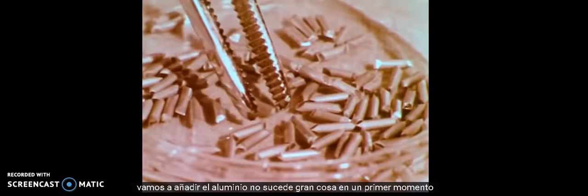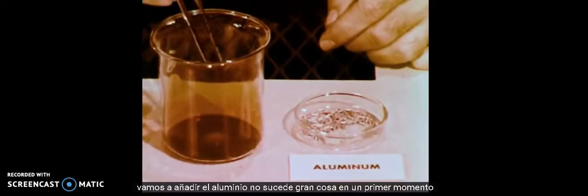Now, to another sample of bromine, let's add aluminum. Not much happens at first. But once the oxide coating on the aluminum is penetrated, a vigorous reaction takes place. Similar experiments would show that bromine reacts with most of the other elements. Here, the aluminum and bromine combine to form aluminum bromide, which, when purified, gives this solid.